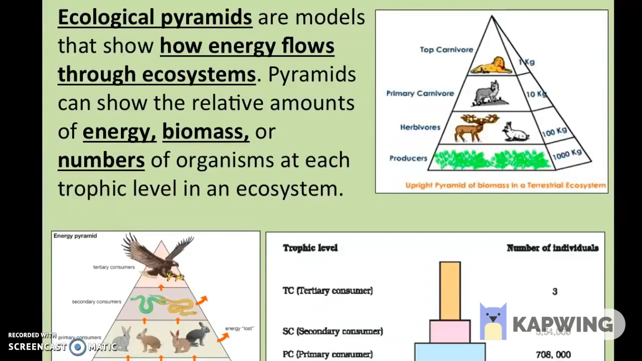So they are generally showing how energy is going to flow through an ecosystem. You may have trophic pyramids that are showing you about energy or biomass or about the number of organisms that live in an environment. So there's several different ways to present information or data about an ecosystem.